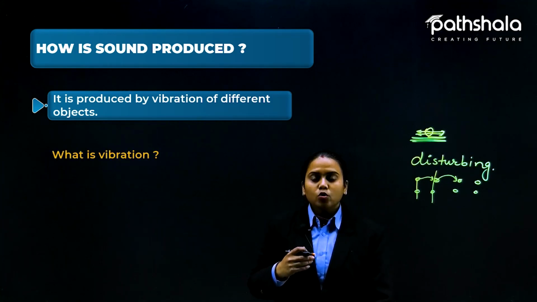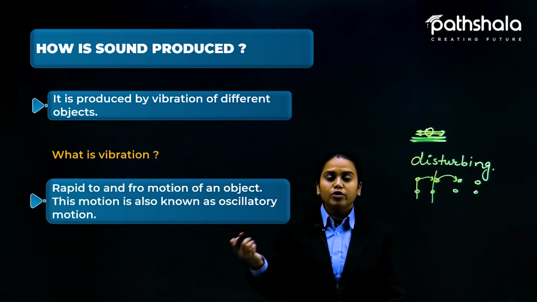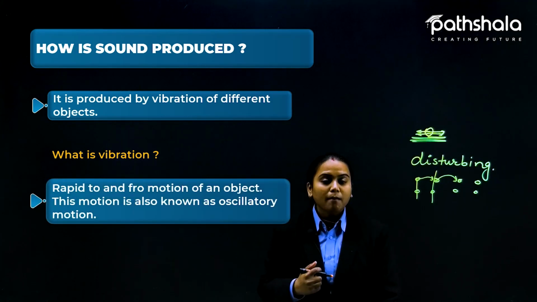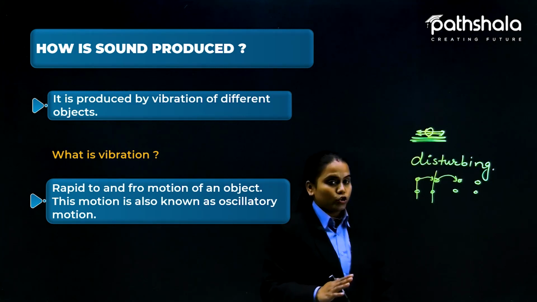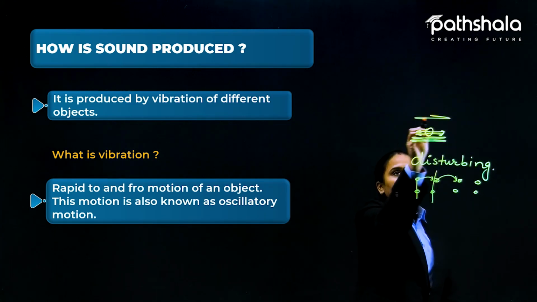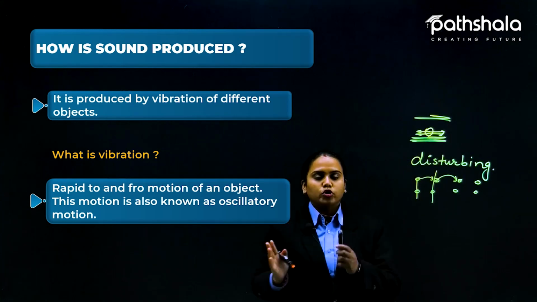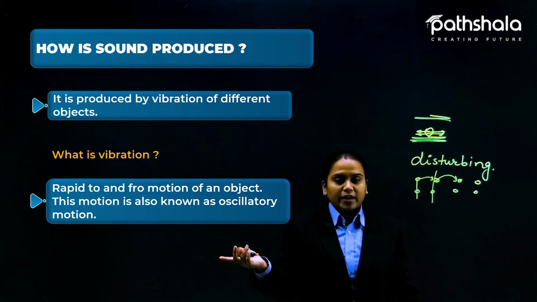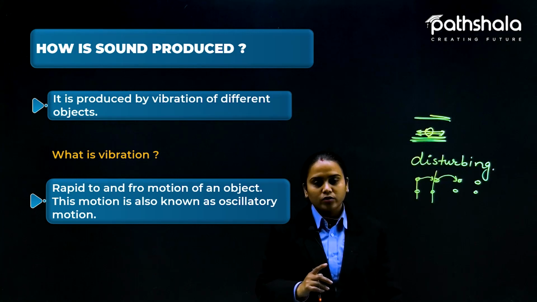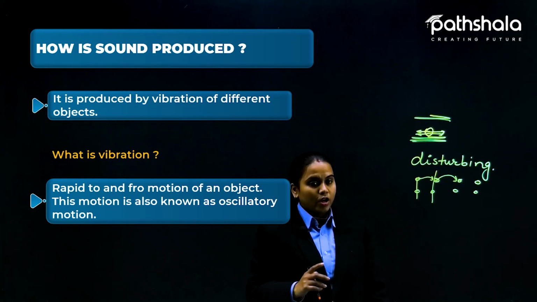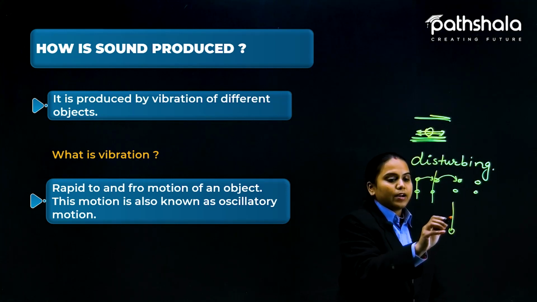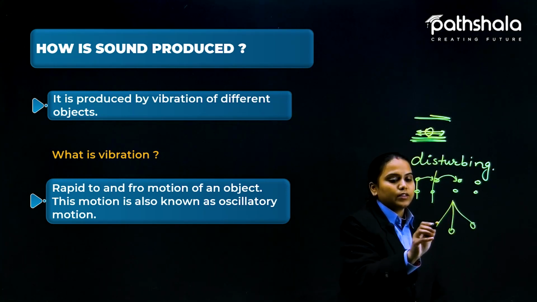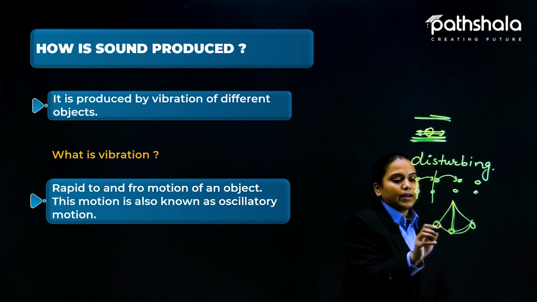Okay, so what is vibration? As I have told you, if the definition part comes, this is the definition part. Rapid to and fro motion. To and fro, this is to and fro motion of an object. This motion is also known as oscillatory motion. Oscillatory motion is also like the pendulum moving. Like the pendulum is here, so it is moving in this way. Okay, so it is vibrating like this.